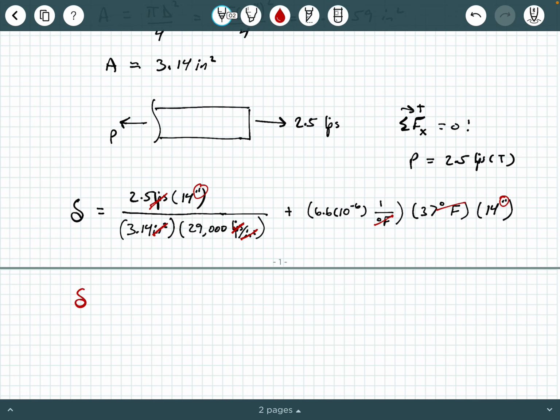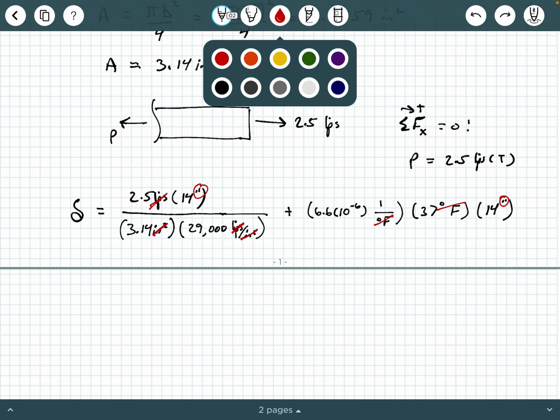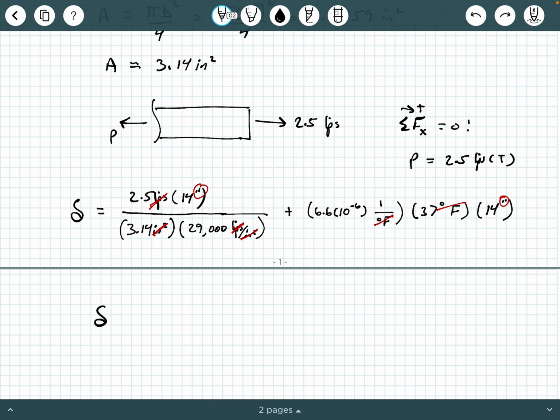So let's go ahead and let's color coordinate. Say delta equals, I'm going to use my TI-36X Pro calculator. So I got 2.5 times 14 divided by my area, and then divided by 29,000. Go slow in your calculator. Don't try to be a hero with these calculations. You'll make a mistake. So you got 0.0003844 inches as the first term.